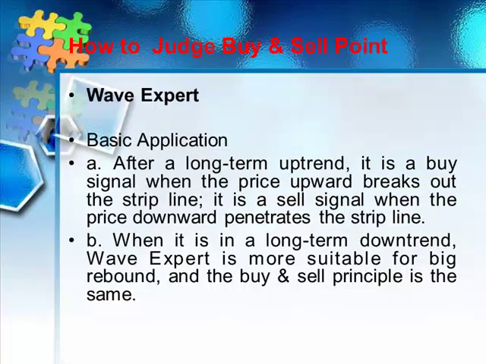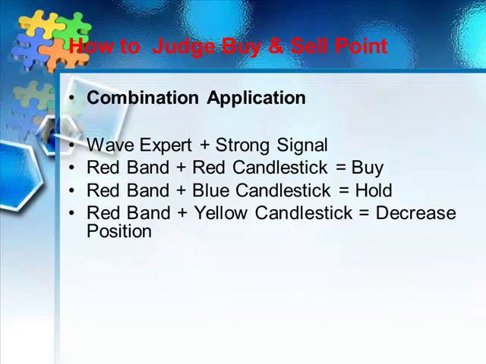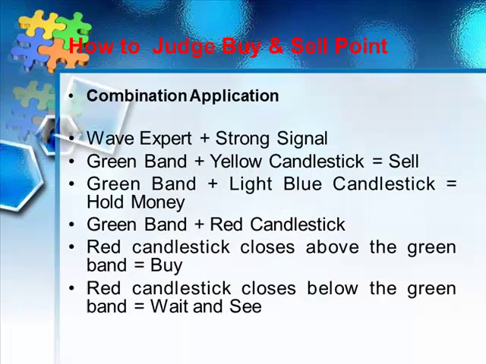We can see how to combine with the wave expert and strong signal. Red band and red candlestick, you can buy. Red band and dark blue candlestick, hold your stocks. Red band and yellow candlestick, decrease your position. Green band and yellow candlestick, sell your stocks. Green band and light blue candlestick, hold your money. Green band and red candlestick has two situations. The first one, if you see the closing price of the red candlestick above the green band, you can buy. If you see the closing price below the green band, you'd better wait and see. This is the trading strategy for buy and sell points.